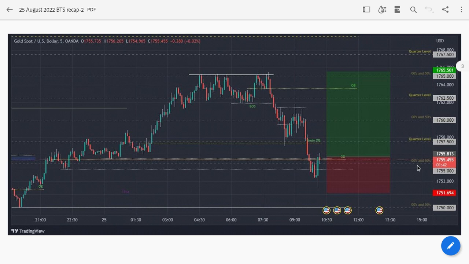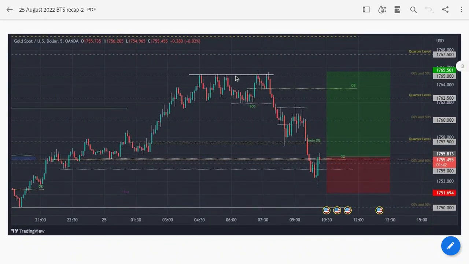Now that's going to be our fourth confirmation. And finally, our fifth confirmation will be price tapping into this 1755 level. To enter a trade, we need 5 confirmations, and that's what we have. And this is where I entered the trade.